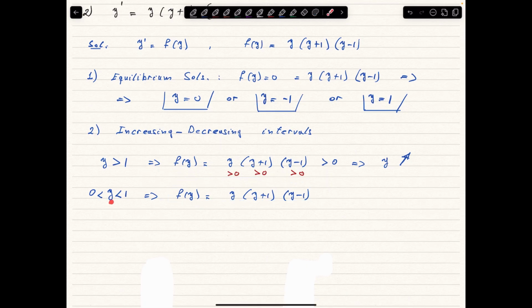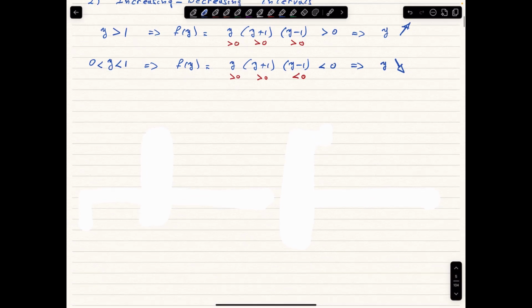So now we are y less than 1. Because y is less than 1, this factor here is negative. But because y is bigger than 0, this is positive, and of course this is positive. So positive, positive, so this whole product is then negative. And that implies the solution has to be decreasing.